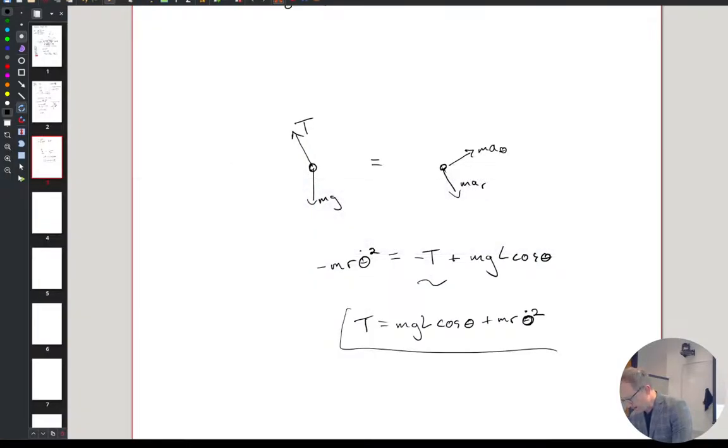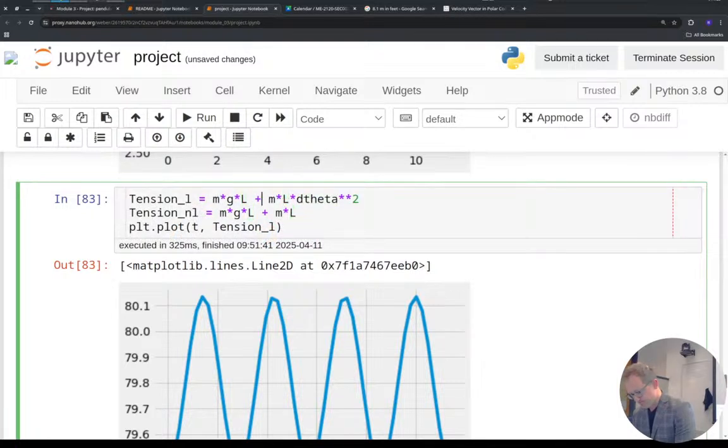Oh wait, I left out that cosine term, huh? Do we want to leave that in for the linear one? I don't know, that's up to you. It should be small, but David, it's recorded. I know, I just don't want to go back and watch.